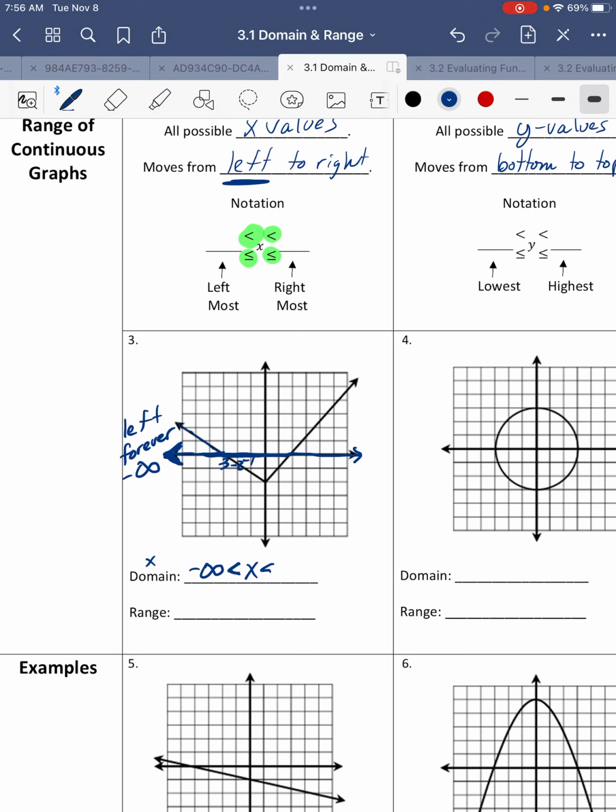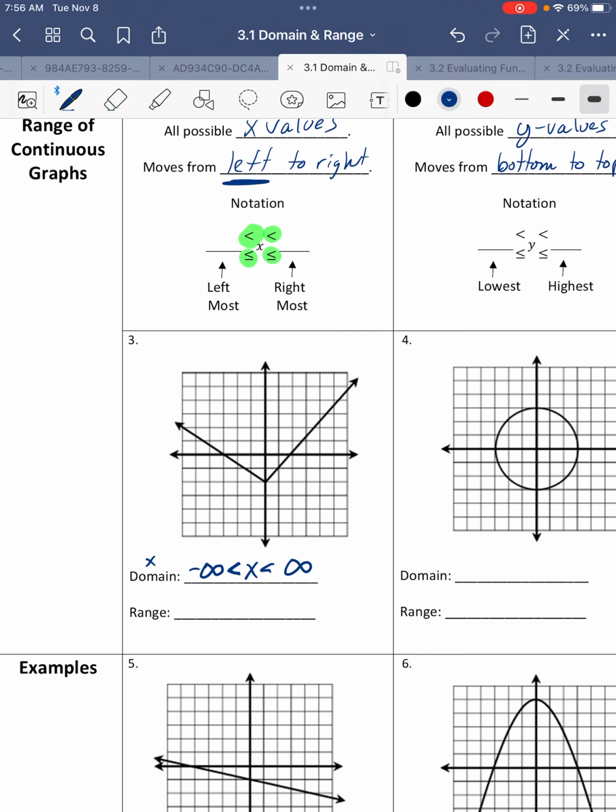Less than, and how far right will this graph go? Well, it'll go right forever. Right is positive numbers, 1, 2, 3, 4, 5, 6. So positive, and forever is infinity.